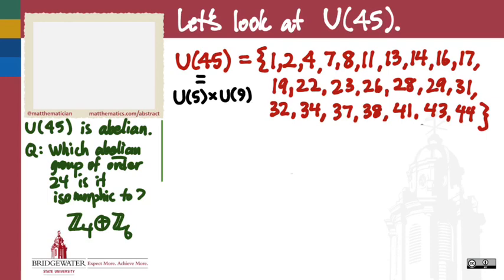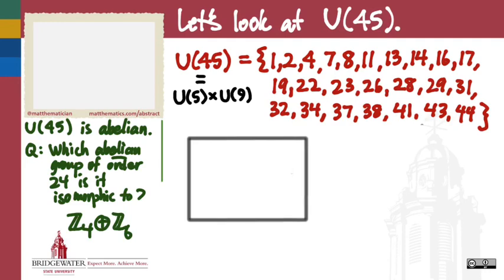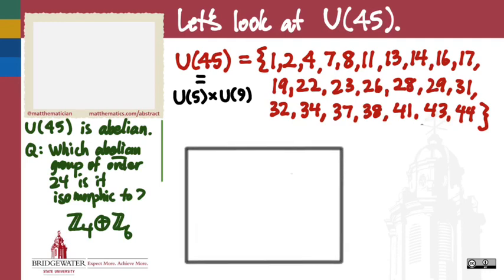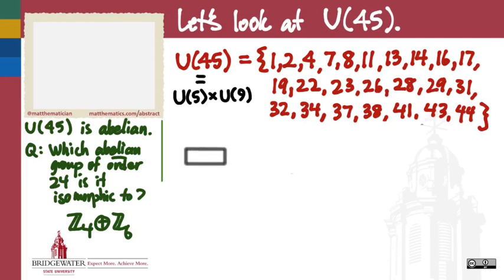So U45, an internal direct product of U5 and U9. What do I mean by that? What I mean is that this is a group that's capable of forming its own internal multiplication table, its own times table. It can be explained as the products of elements taken from a pair of normal subgroups. So here's what that looks like.